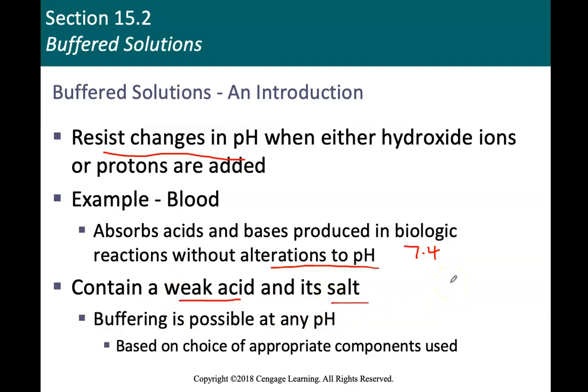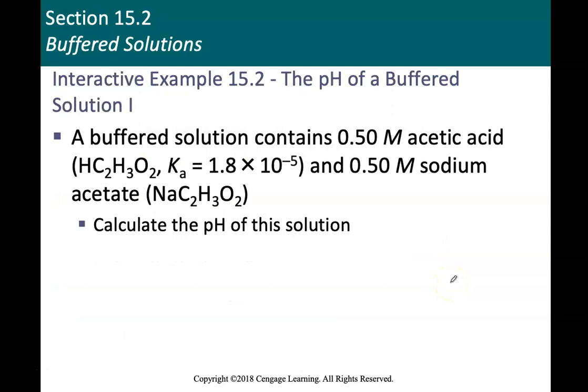So I'm going to go through a few examples here in our discussion. Here's one example. A buffer solution contains the acid, acetic acid, which is a weak acid, and the salt of that acid, sodium acetate. What is the common ion in this buffer solution? Acetate. It is produced by the salt and is also produced from the acid. Notice that. So the question is, calculate the pH of this solution.